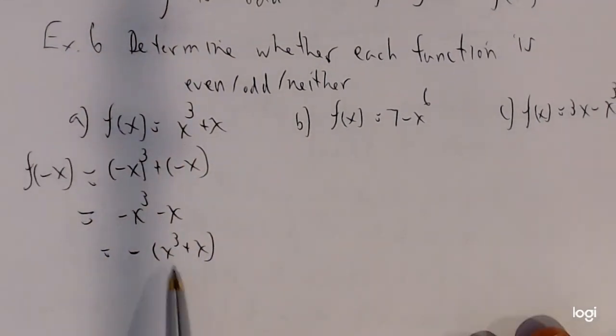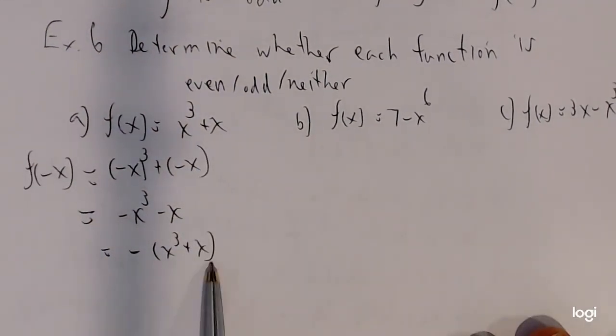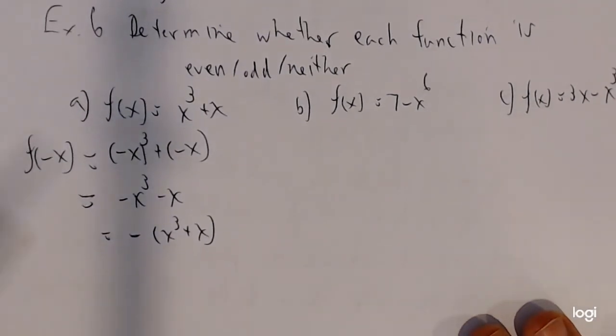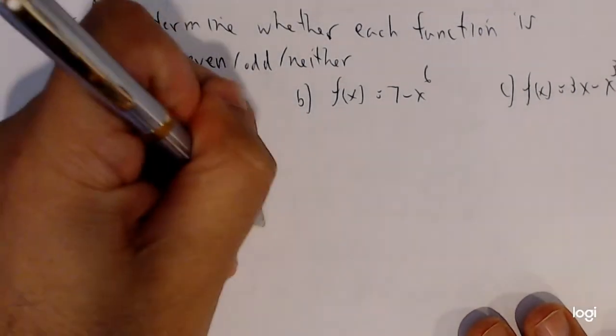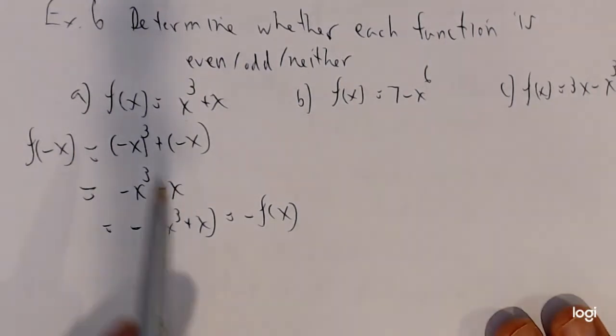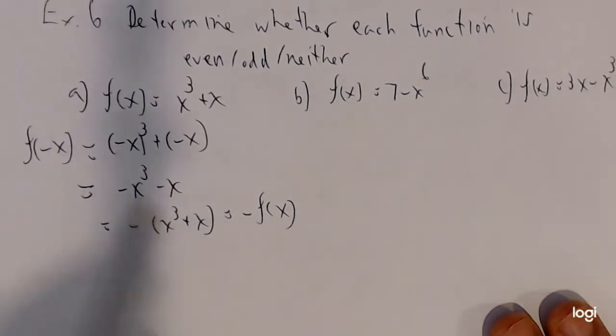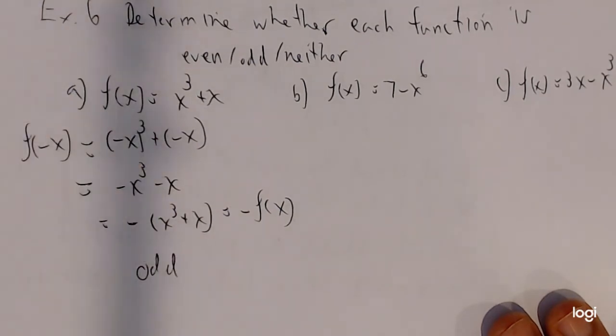which notice how this is the original function, except I'm multiplying a negative to it. Which means, what do we just show? This is the same thing as negative f of x. And if that's the case, right, because that's f of x, that's the negative. If that's the case, this is odd.